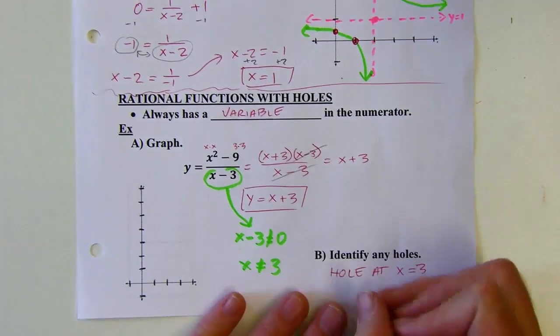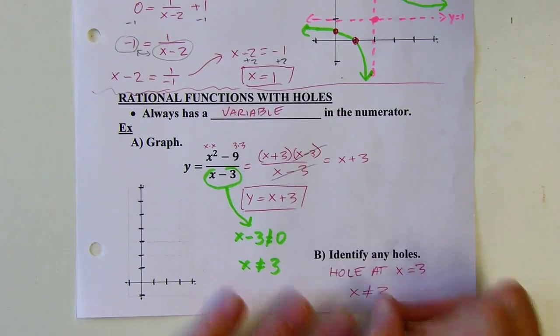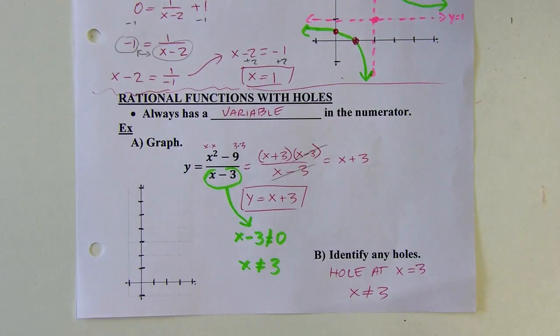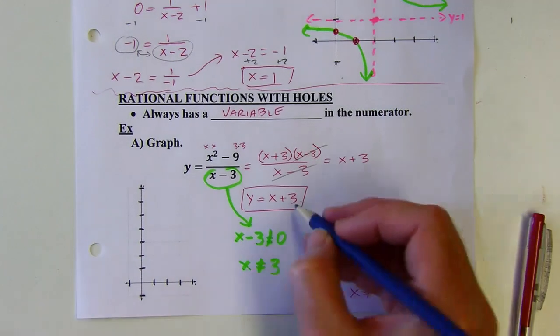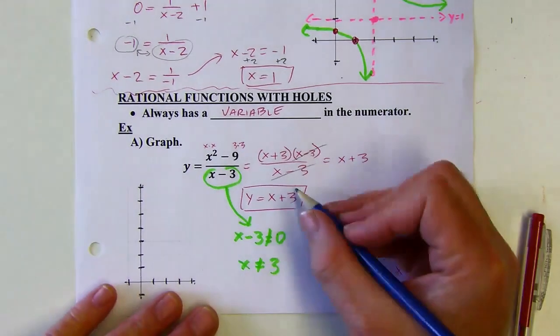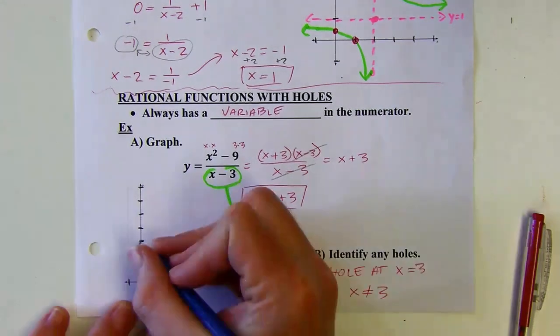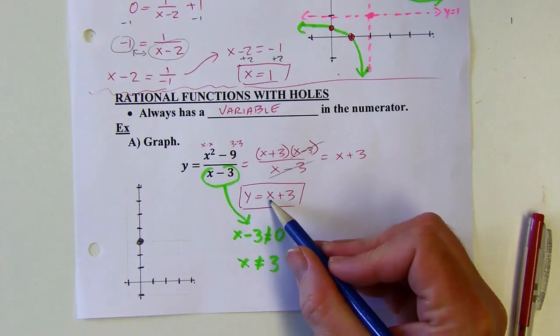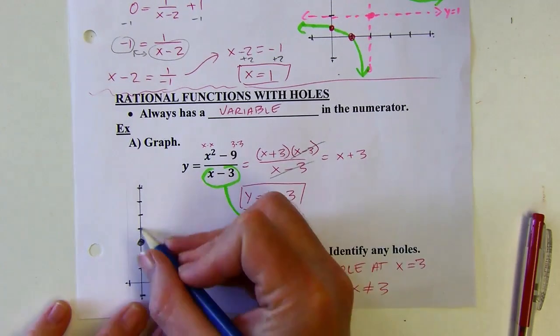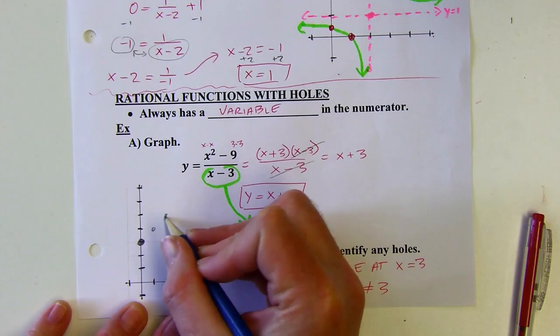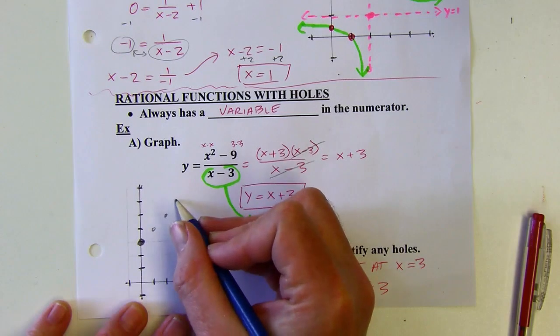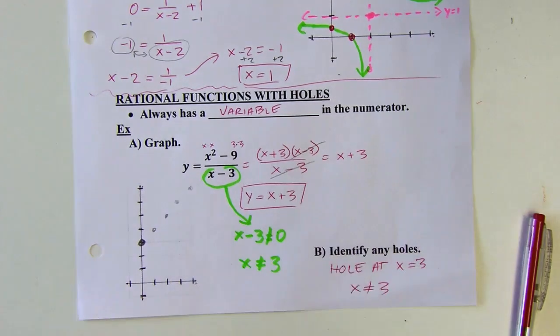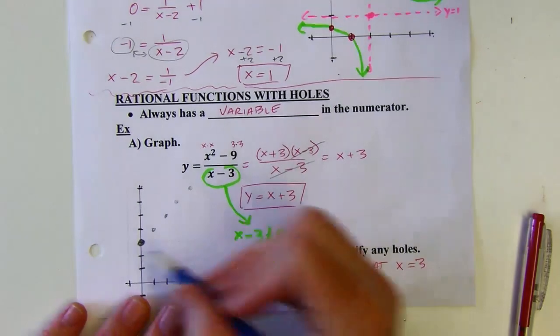Or you could just say x can't equal 3. That means the same thing. So I'm going to graph the line y equals x plus 3. Remember, this is my y-intercept here at 3, and then I've got a slope of 1. This is in slope-intercept form, so I go up 1 to the right 1, up 1 to the right 1, up 1 to the right 1. I'm doing this kind of lightly, but this is what the line would look like.